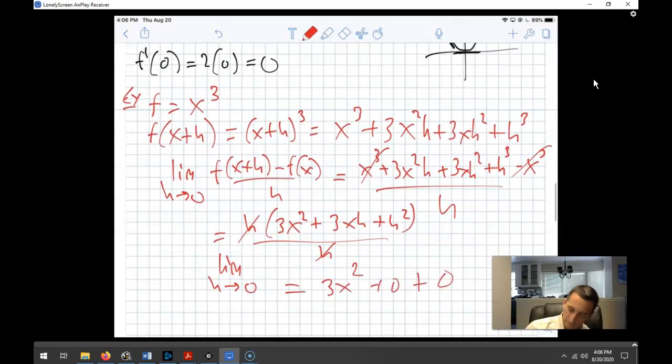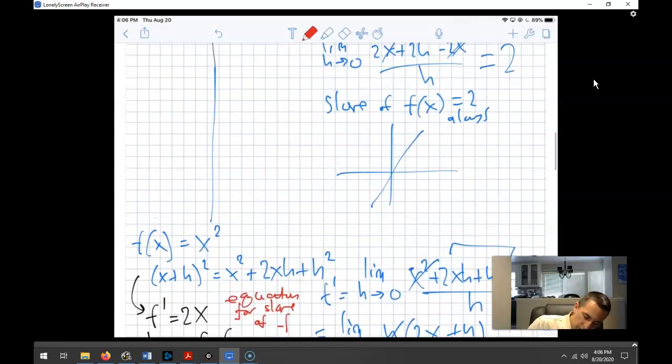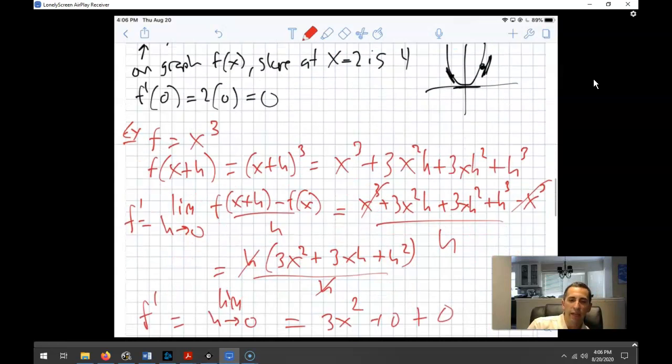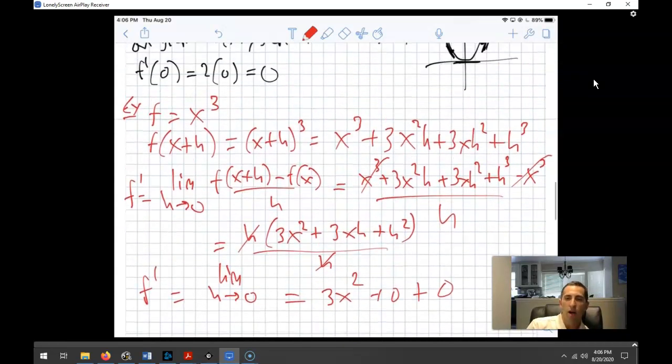Anyway, you take your limit as h goes to 0, and you end up getting 3x squared plus 0 plus 0. Okay, so again, this is our derivative, what we calculated by doing this limit. What that shows is the derivative of x cubed is 3x squared. So again, if you want the slope at any given value of x, you plug it into this equation, and that will give you the slope. So at x equals 1, your f prime is 3 times 1 squared, or 3.